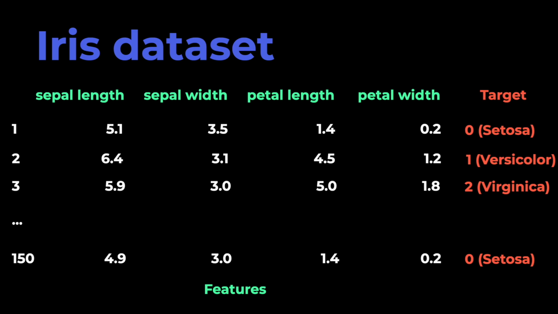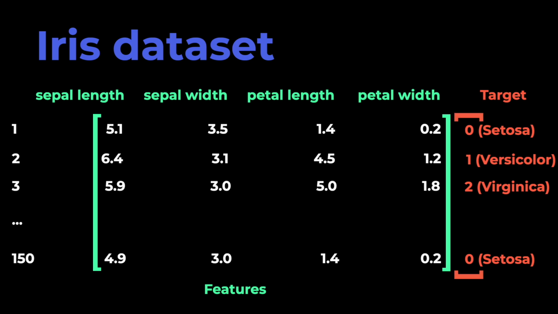We can represent this table in a mathematical way, so we put each feature into a vector. This is the feature vector. And then we do this for all the different samples. And when we do this for all the different samples, we end up in a 2D representation, which is also called a matrix. Additionally, we can put all labels into one vector. This is called the target vector.